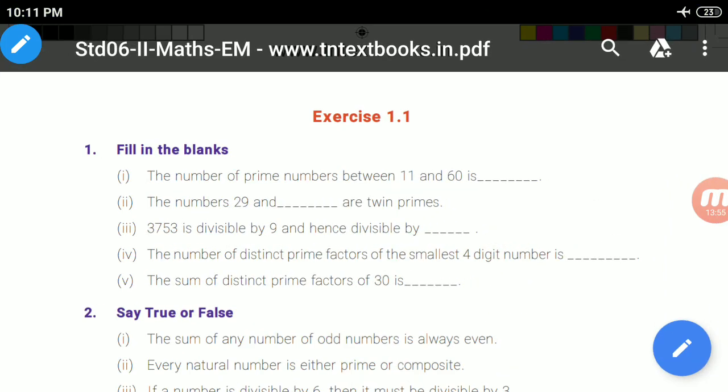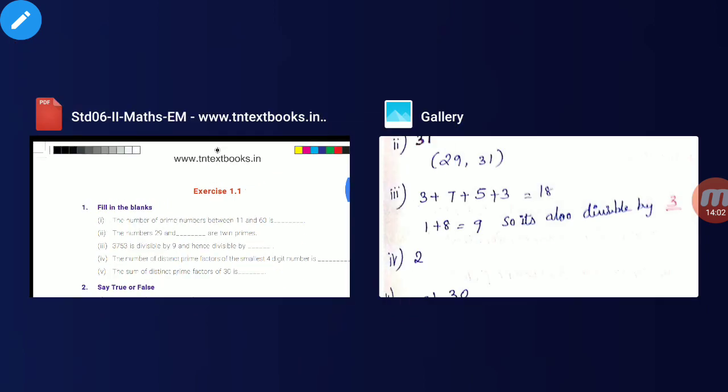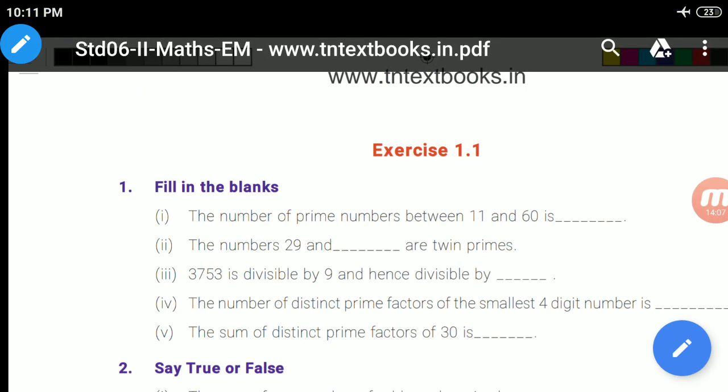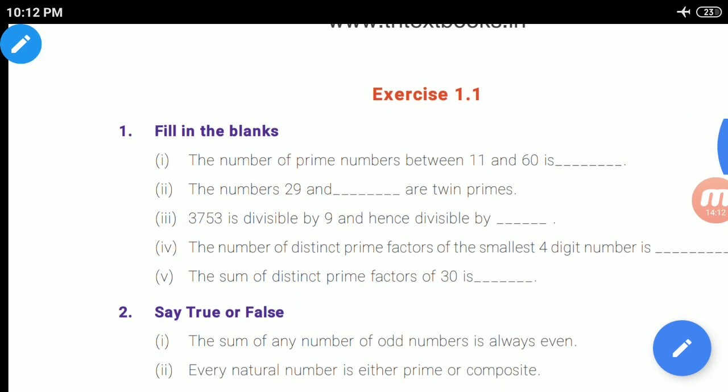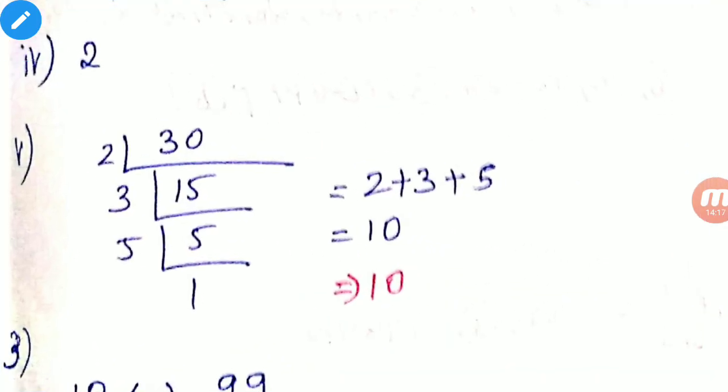The number of distinct prime factors of the smallest 4-digit number is two. Okay, then let me check the fifth question. The sum of distinct prime factors of 30 is... they are asking about the sum. What are the factors if you divide in this method? 30, 2, 15, 3, then 5, 1. So 2 into 3 into 5. If they ask about the sum, that is 2 plus 3 plus 5, which is 10. That is the answer.